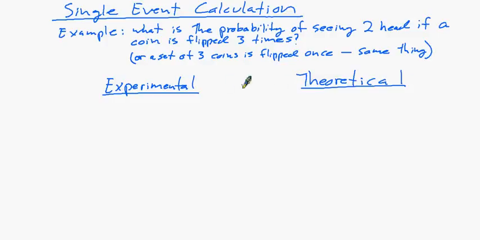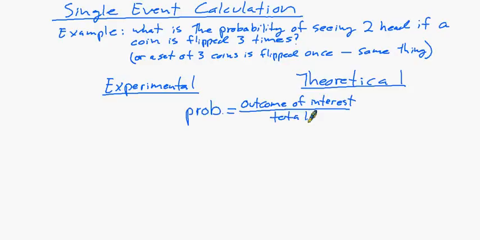Experimental and theoretical. Experimental probability would be actually doing the event, in this case, flipping the coin a bunch of times and keeping track of the outcomes. Theoretical would be not actually doing it, but creating some theoretical model that predicts what might happen. Both actually use the same basic concept of what probability means, and that is this simple ratio: outcome of interest over a total.